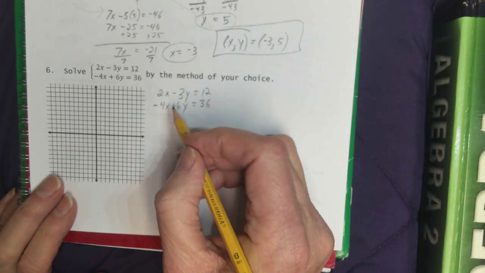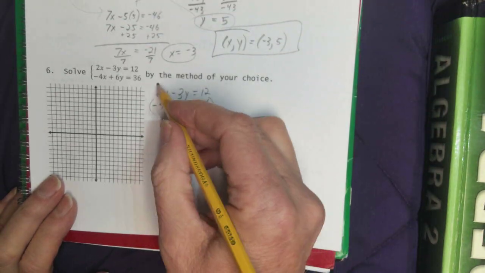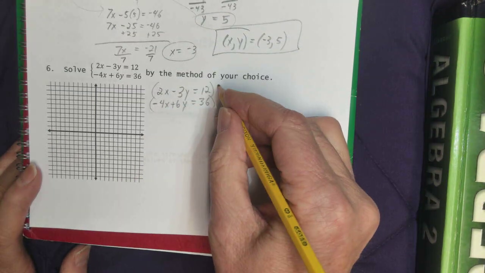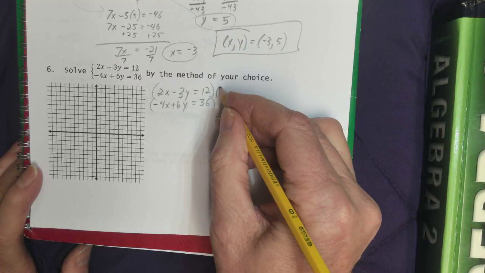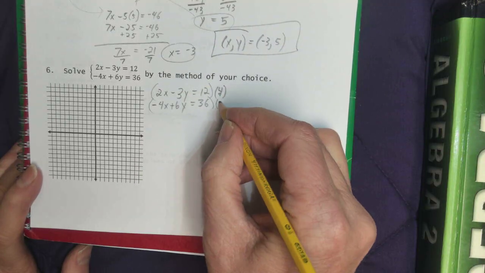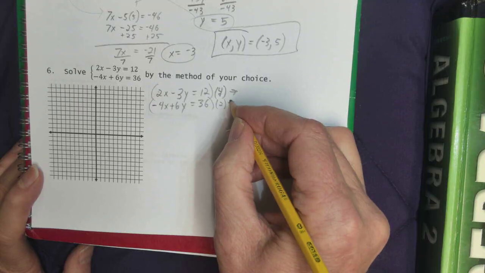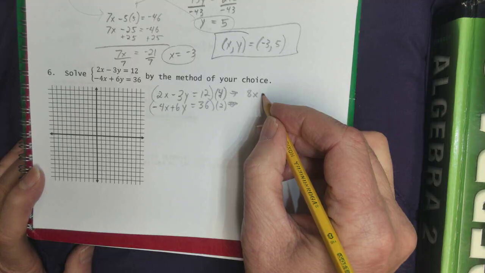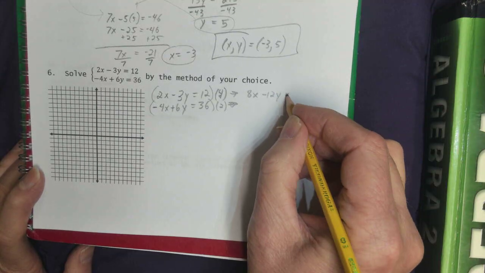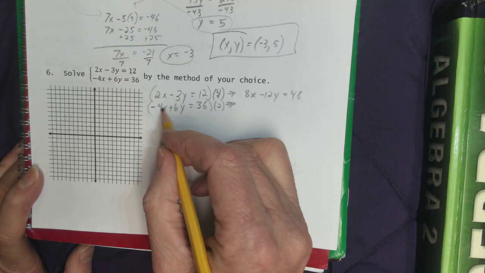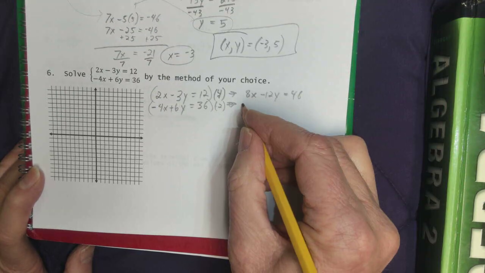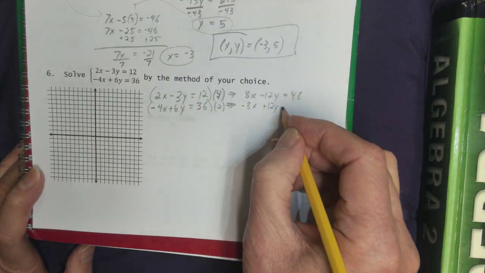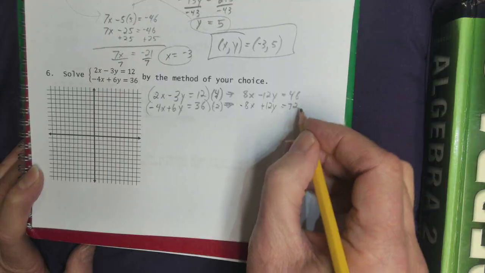Okay, so I'm going to eliminate the x's. I'm going to multiply this one by 4, and this one by 2. And I will have 8x minus 12y equals 48. I'll multiply this one by 2. And I'll have negative 8x, 2 times 6, plus 12y equals 72.